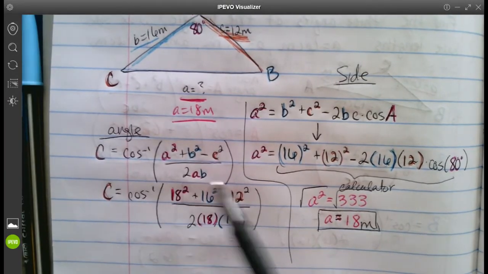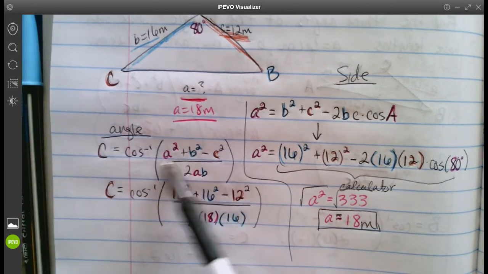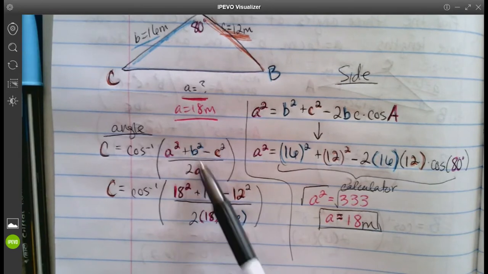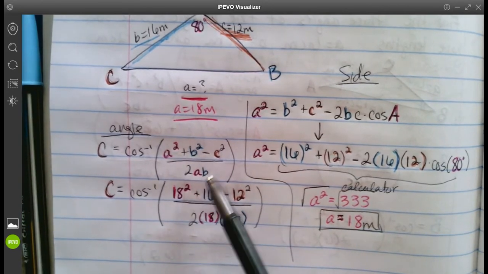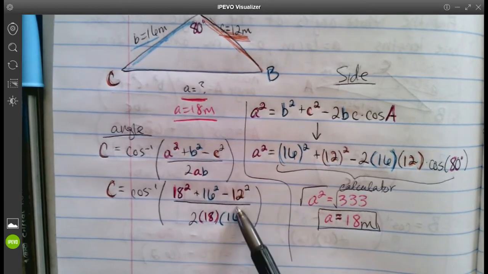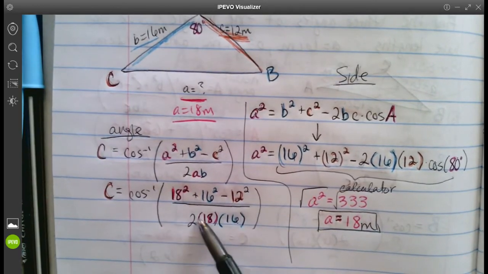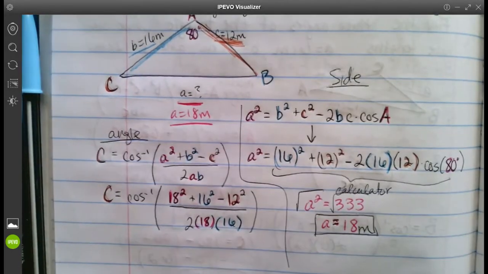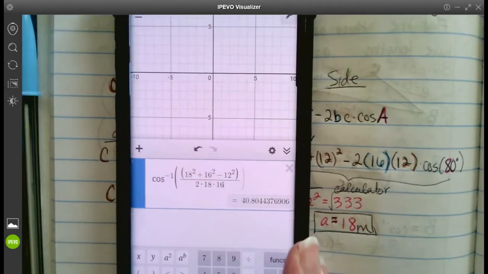Okay, so I went ahead and just wrote everything out for us. We have our formula, which is a squared plus b squared minus c squared over 2ab. So remember, you're adding these two and they also go on the bottom. If I plug everything in, a is 18, b is 16, c is 12, divided by 2 times 18 times 16. Plug it all into the calculator we go, and this is what I got right here.